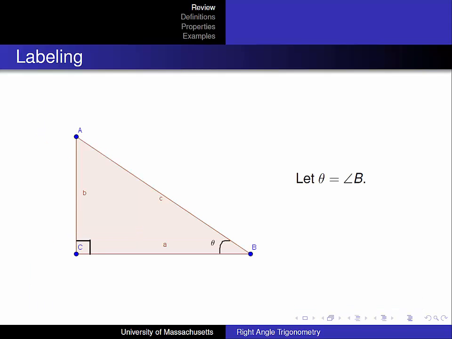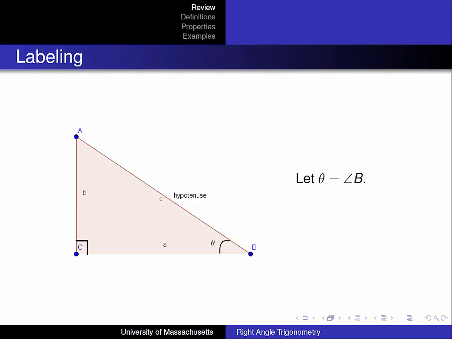Now sometimes we might refer to angles by Greek letters instead of uppercase letters. So here I'm going to refer to angle B as theta. Now note that for any right triangle, the side opposite the right angle, so in this case the right angle C, so little c, is called the hypotenuse.